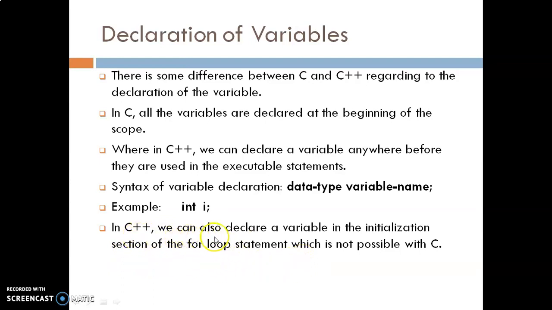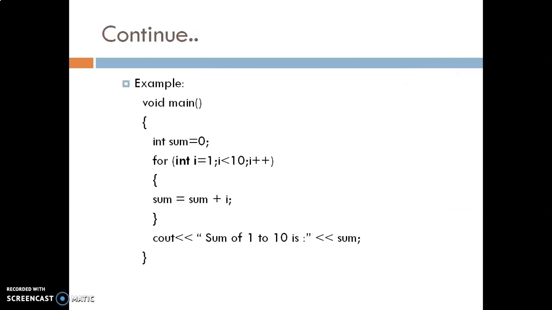In C++ we can also declare a variable in the initialization section of the for loop, which we were not doing in C. We will see this through an example, which is not possible in the C programming language. It means in C we have to declare the variable at the beginning of the section. This is one of the examples of a for loop that you can see here. Here we have declared the variable in the for loop: int i is equal to 1. It was not possible in C to declare this int in the for loop. That we have declared here.